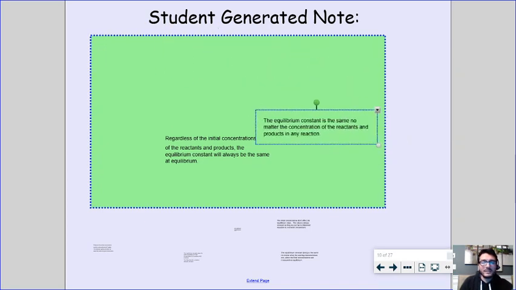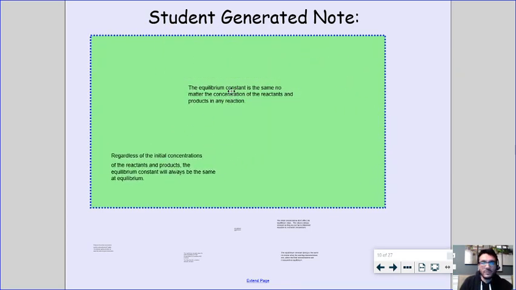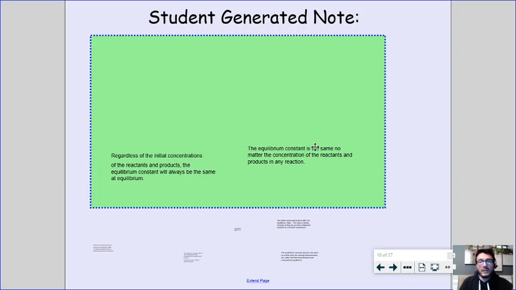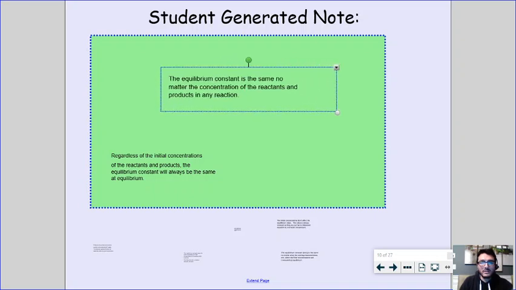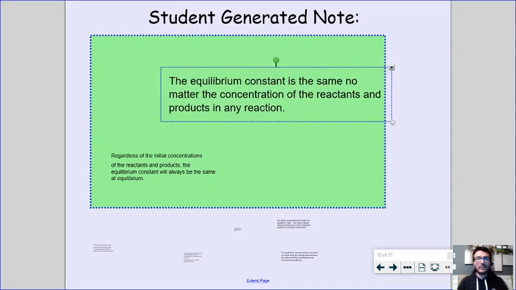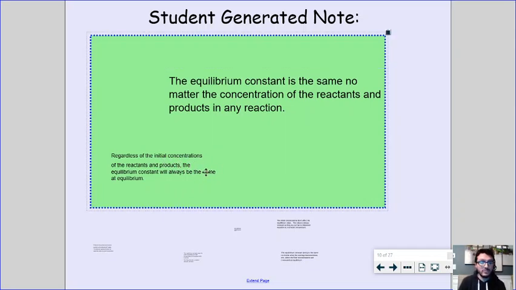Explain why. What is the significance of showing you this? There was no calculations involved, just what was significant. I've had a few classes from different semesters come up with their own note, and I've saved some of these. I'll just show you a couple here. So one class said, in their own words, the equilibrium constant is the same no matter the concentration of the reactants and products. Good, so long as the conditions are the same.